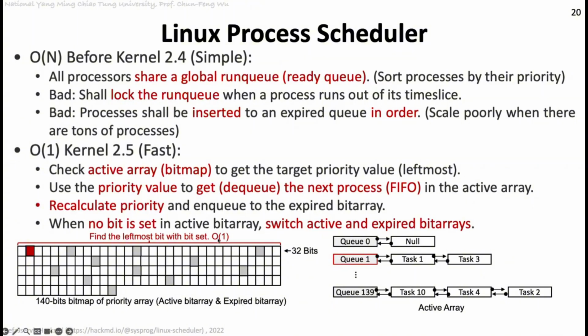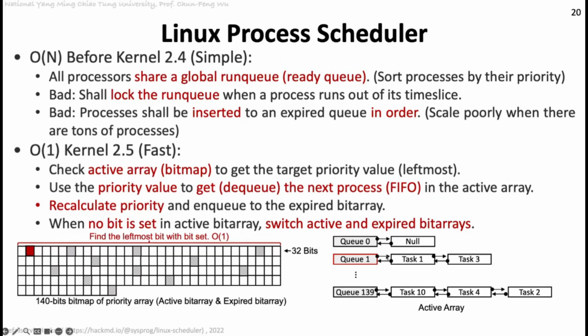So you can think about this pair of data structures: they have two, one for the active one and the other pair for the expire one. For this design, why do we need two? Because when no bit is set in the active bit array, we just directly switch the active and expire bit arrays. So we are finished.